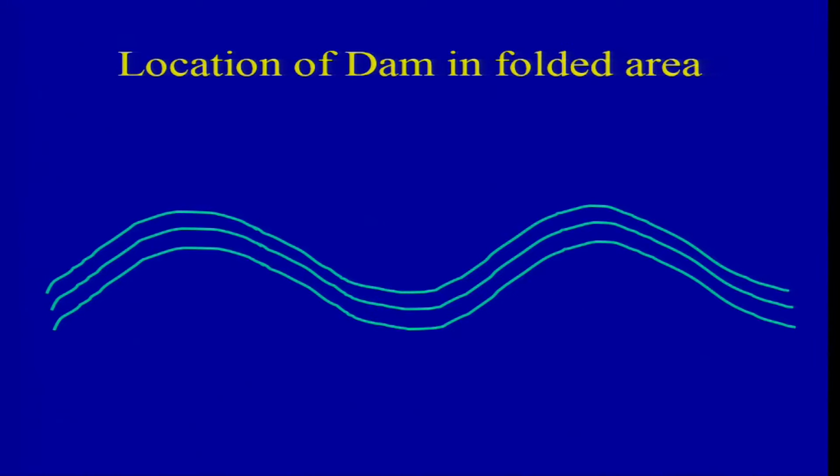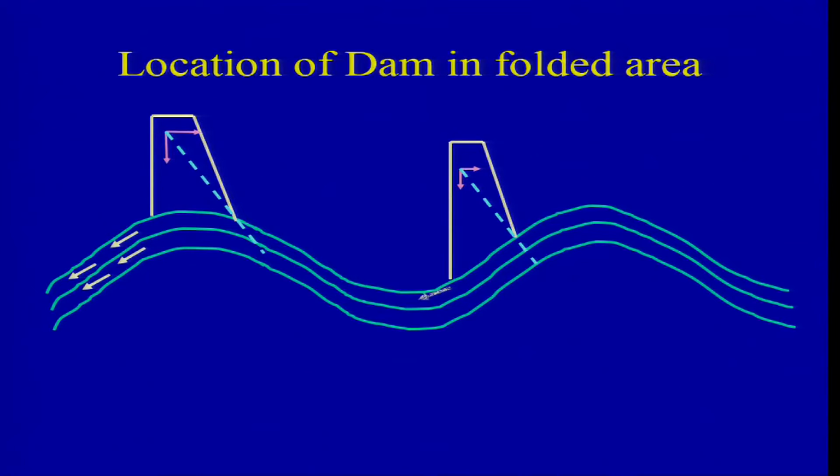Now, locating the dam: if you look at a folded structure, taking the whole one into consideration, and then you put your structure here, you have very inclined beds. So, it is quite possible that you may face a sliding problem here, and the water will keep on percolating down. Here it is extremely good, but here it is not at all; you may have problems. So, this is the most ideal one.